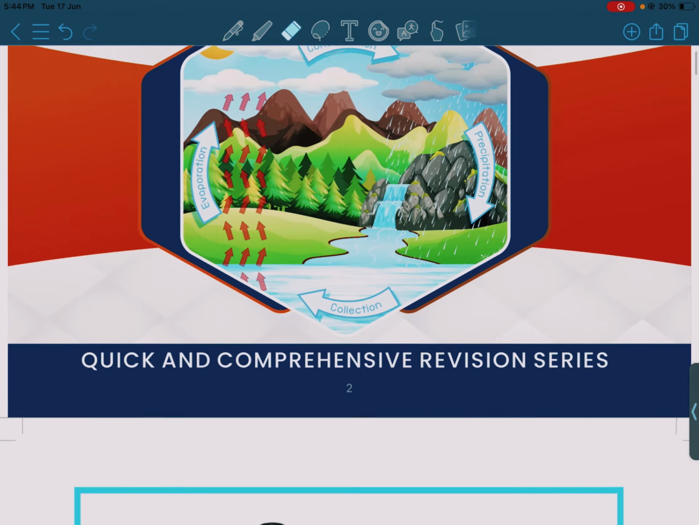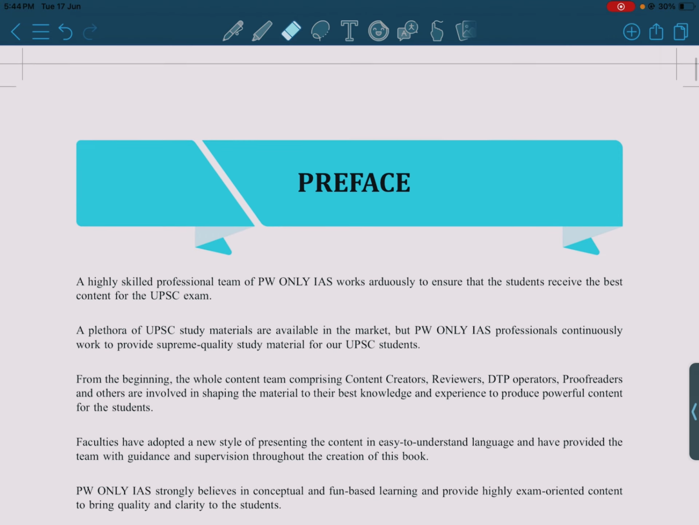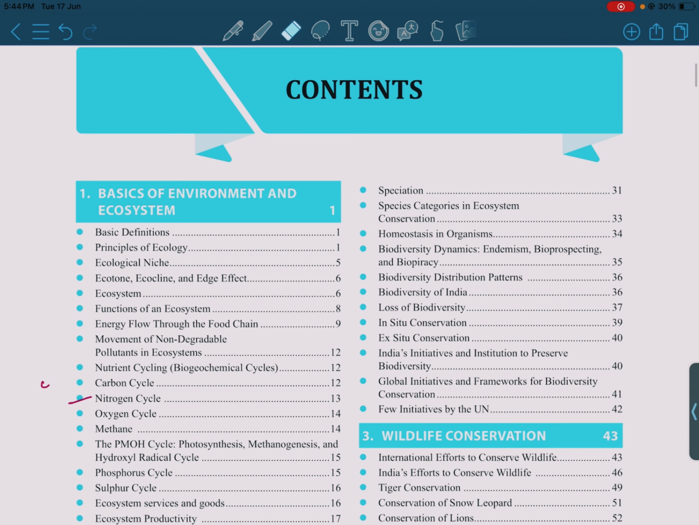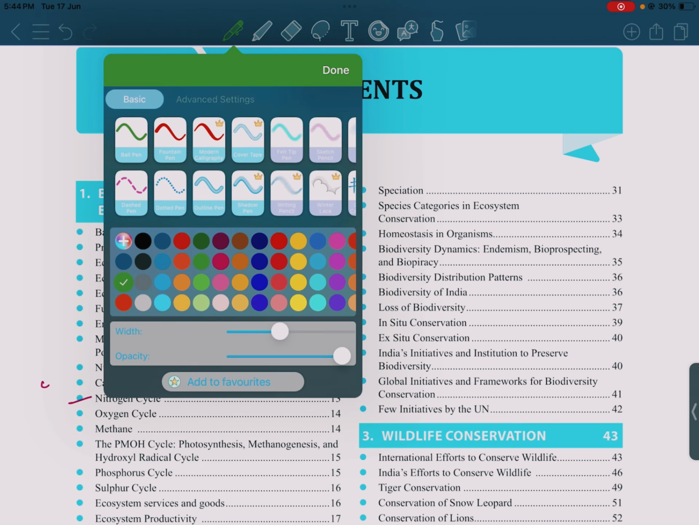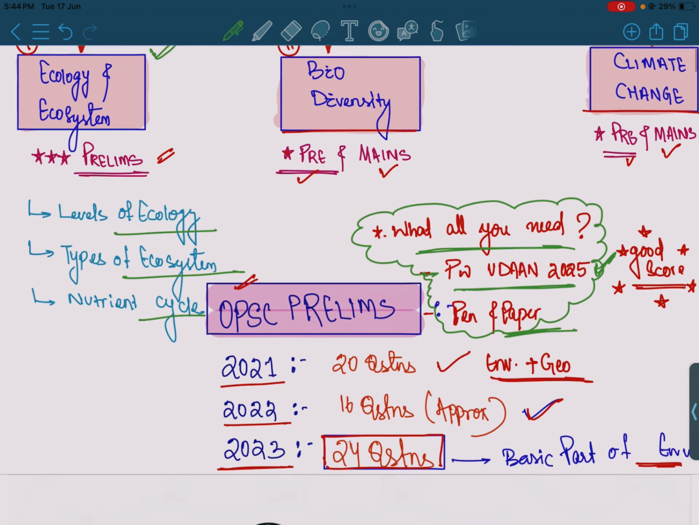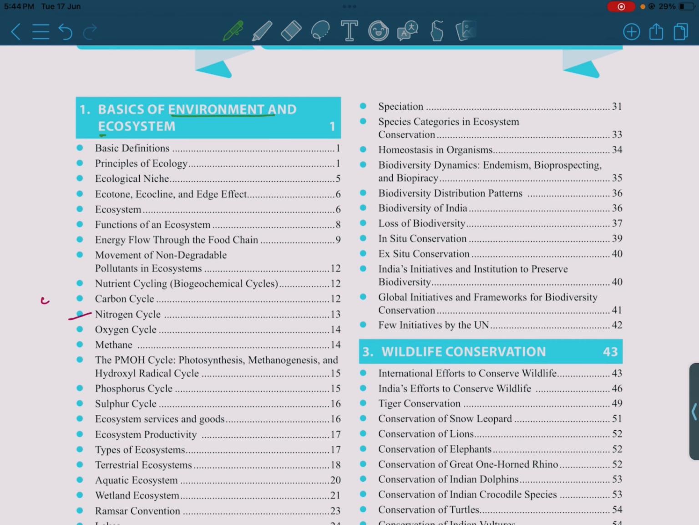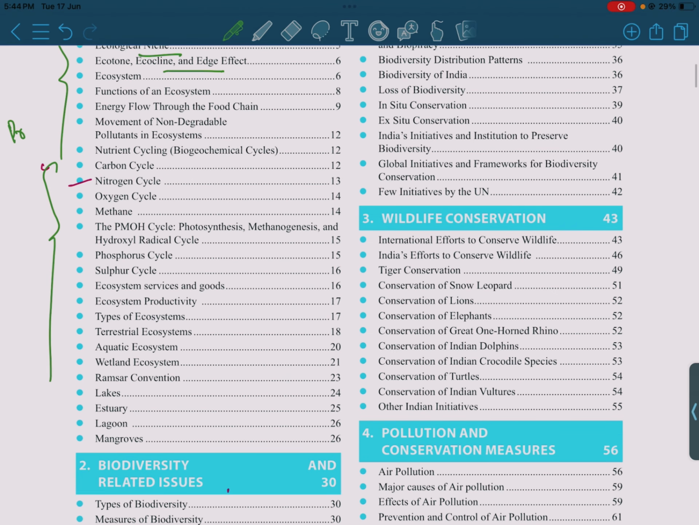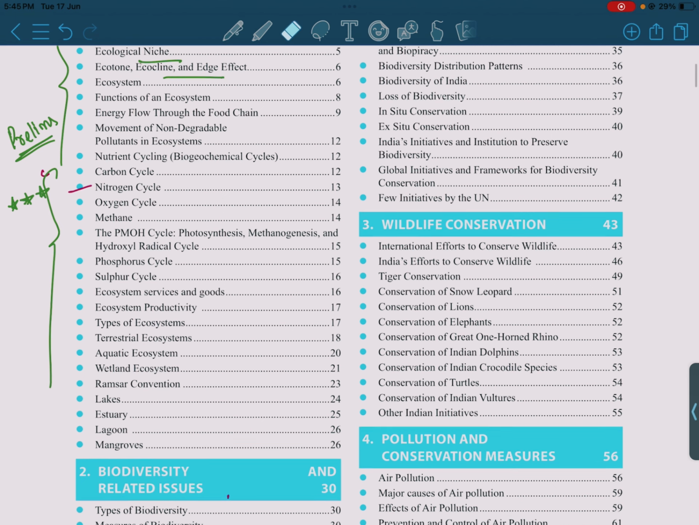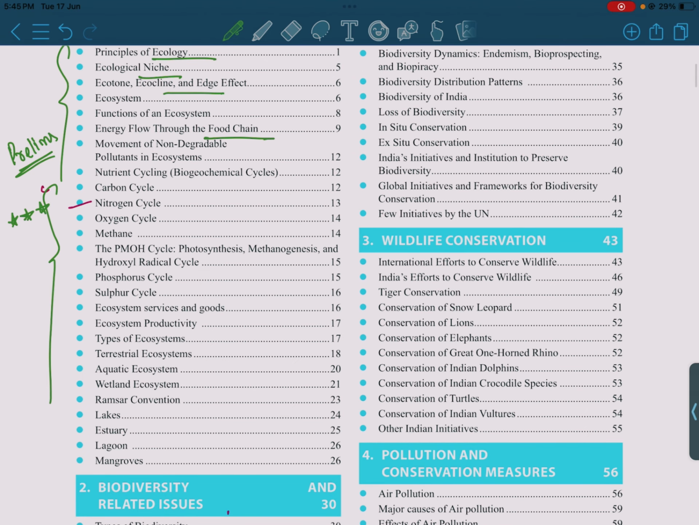Okay, let's see what they have mentioned in their syllabus. If we go to the syllabus breakdown, let's see what they have given. As we saw, ecology and ecosystem will be our first part of discussion. They also have given environment and ecosystem. In the breakdown, there are basic definitions, principles of ecology, and various terms. These terms are very important from the prelims perspective. Questions have been coming repeatedly from here. And one more most important thing is the food chain, that is nutrient cycling.